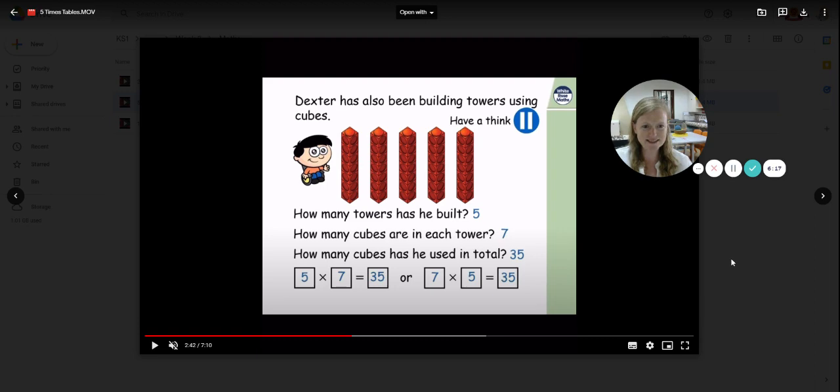Did you get that? Do you fully understand that our towers don't have 5 cubes in them? They have 7, but we've 5 towers, which would be the same as having 7 towers with 5 cubes in them.